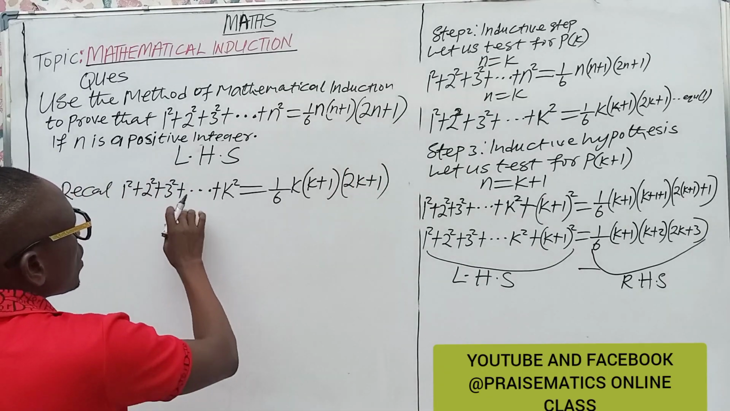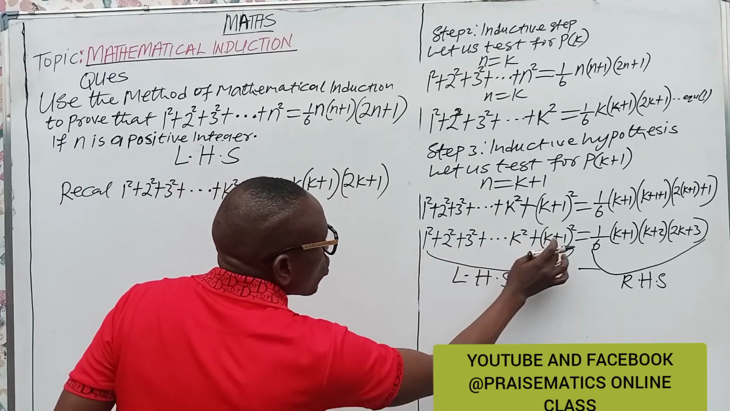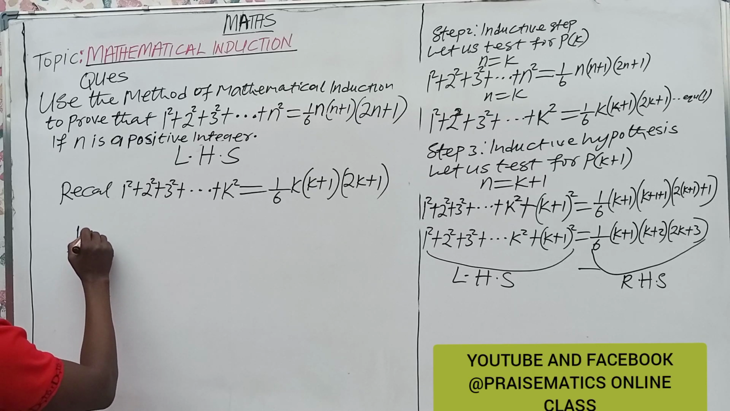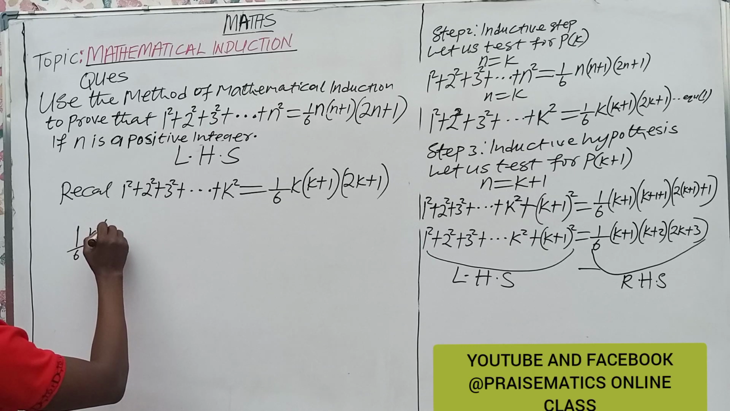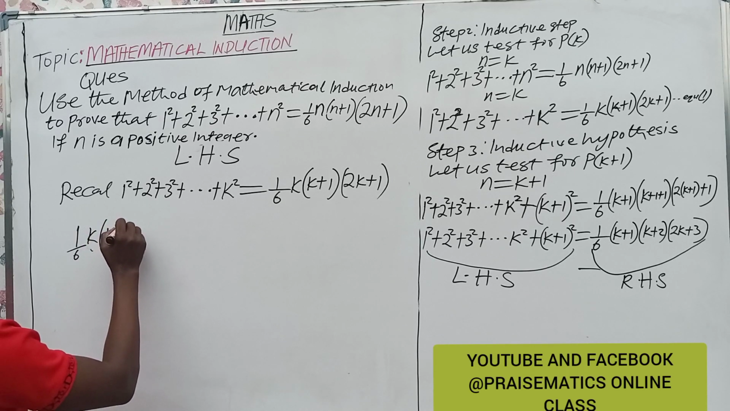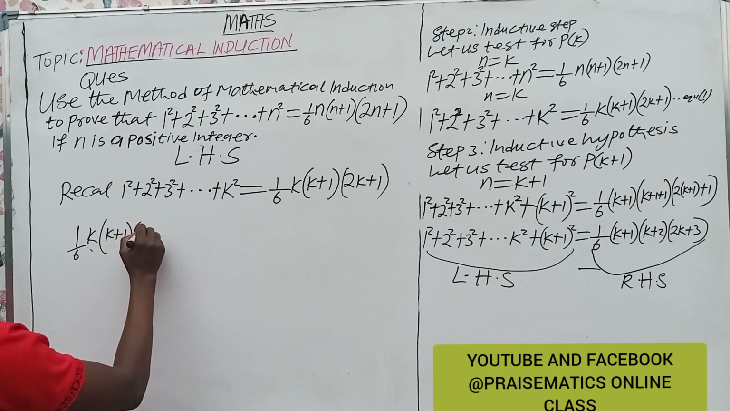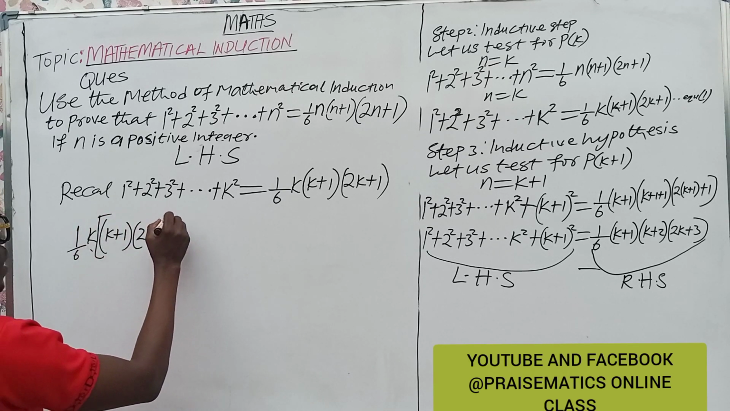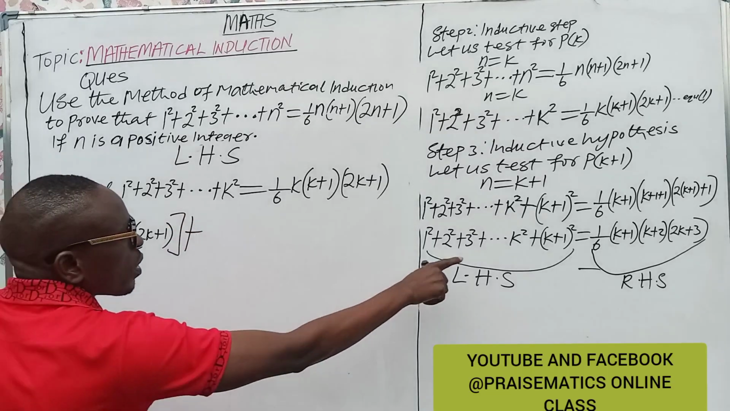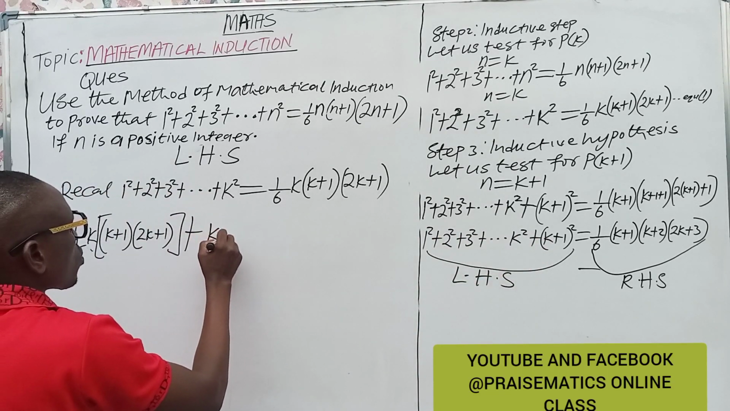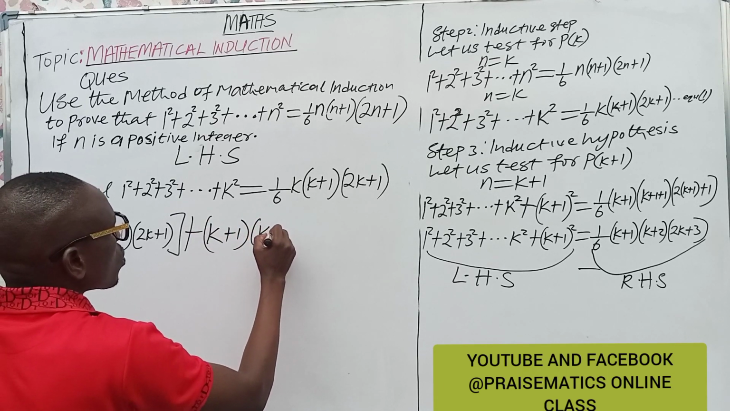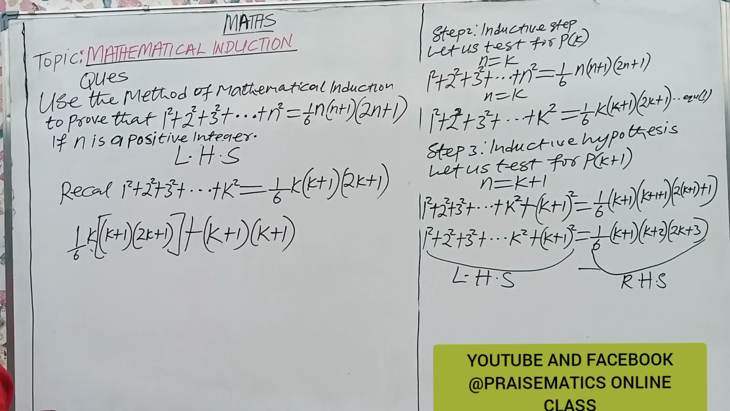So now, if this is this, that means we are going to have 1 over 6k into (k plus 1) multiplied by (2k plus 1), close it. So we have a very big bracket, plus k squared. K squared means (k plus 1) into (k plus 1). Now that is what we are expanding.